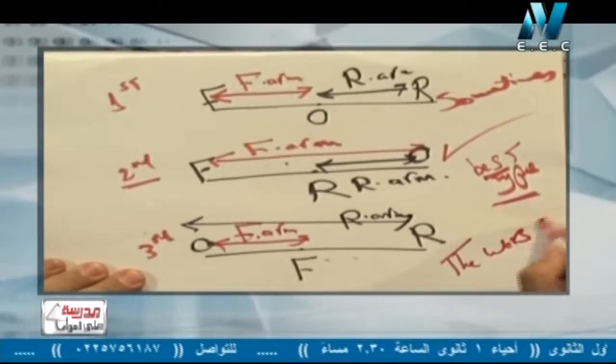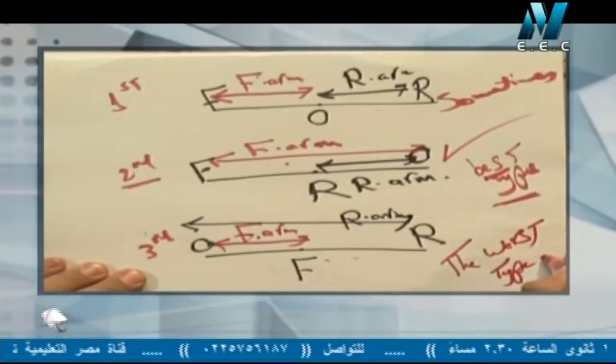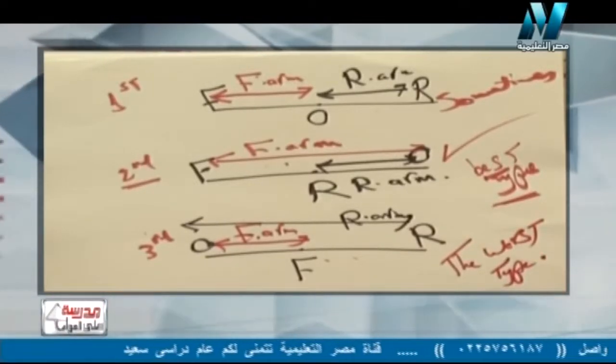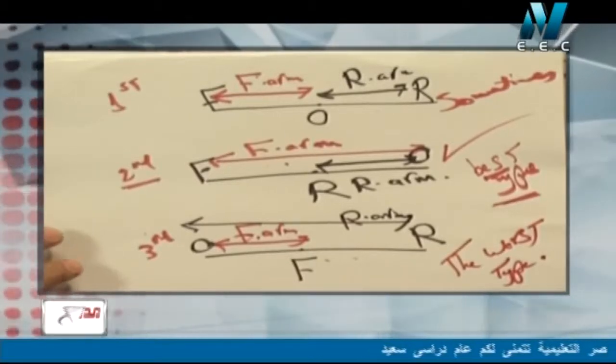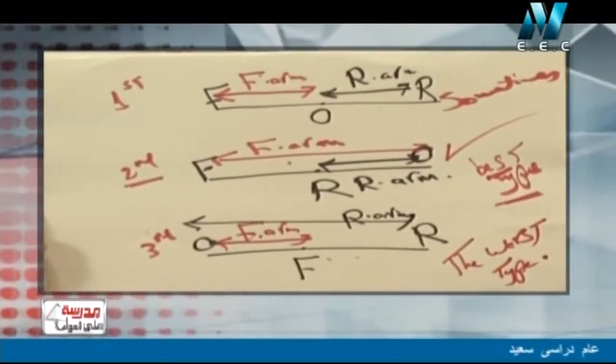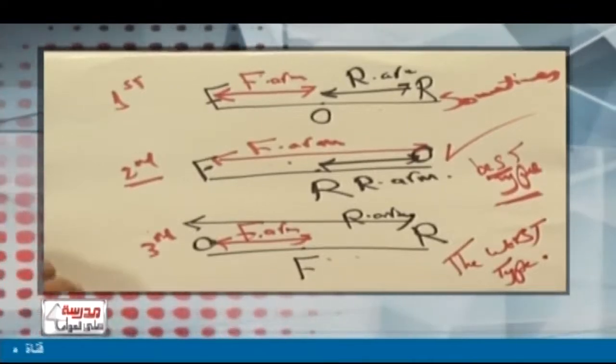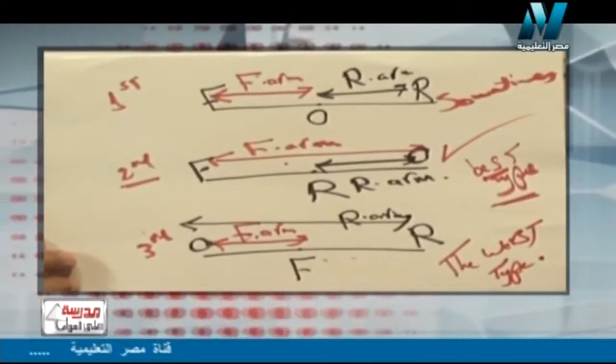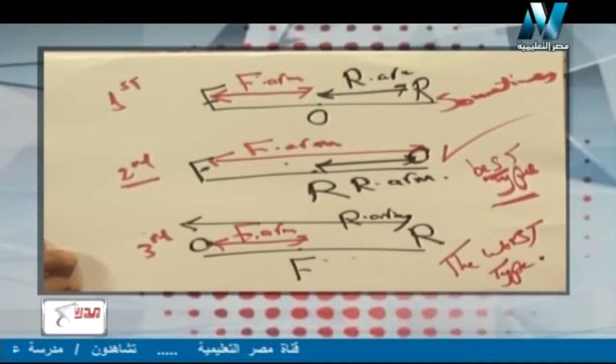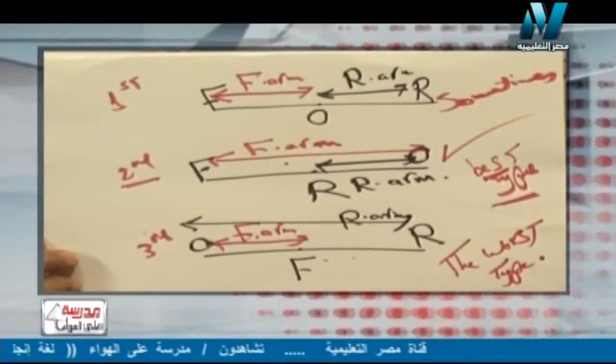So the third class lever is the worst type in saving effort. But why do I use this third class lever? Why do I use it even though it is the worst type and doesn't save effort at all? I use it for other functions such as accuracy in performance, like the tweezers, the coal holder, or the sugar holder, or to avoid danger, like the tweezers, the coal holder, or the sugar holder.